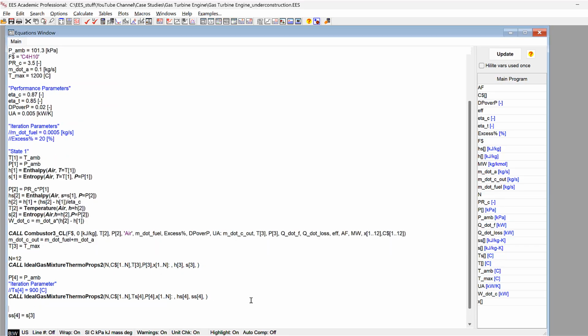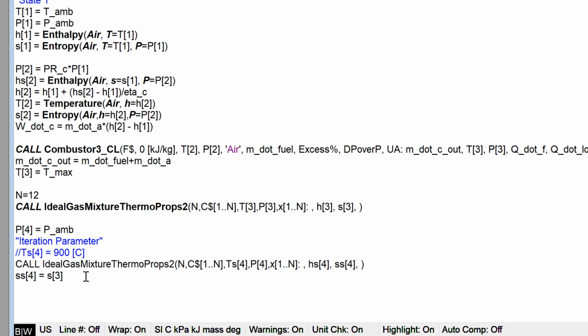So finally I can calculate the enthalpy leaving the actual turbine. So let's do that. So H4 is equal to H3 minus, what would this be?